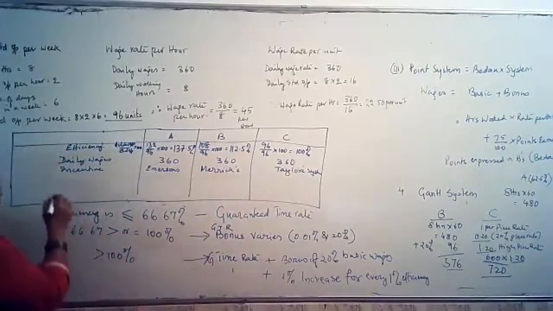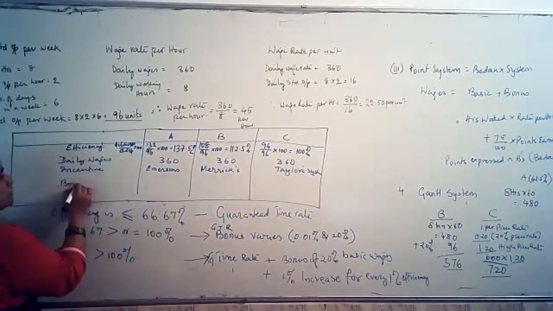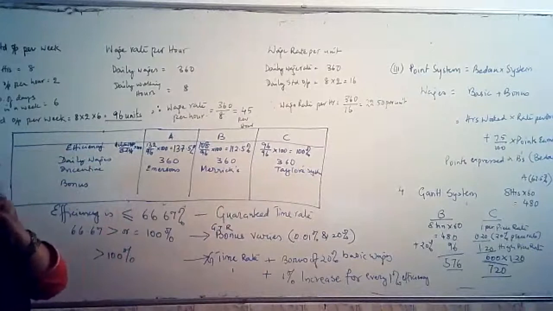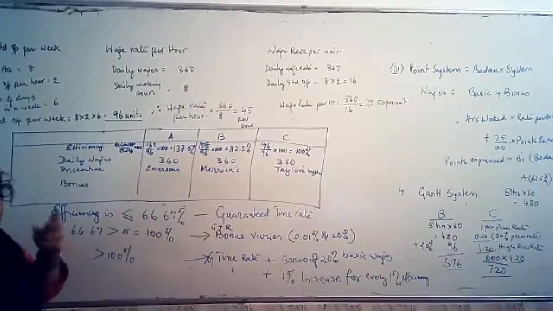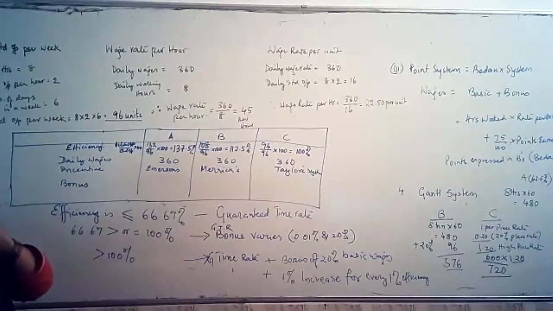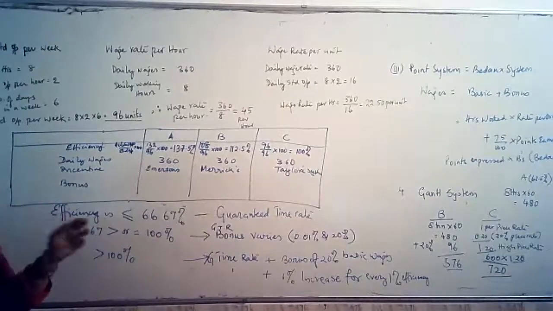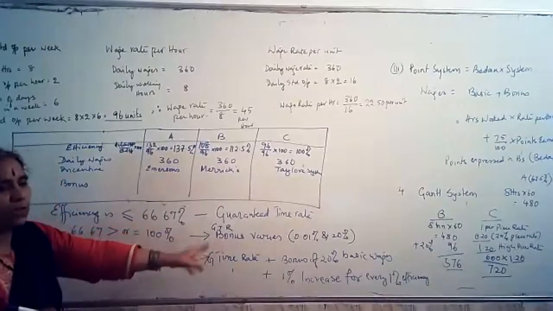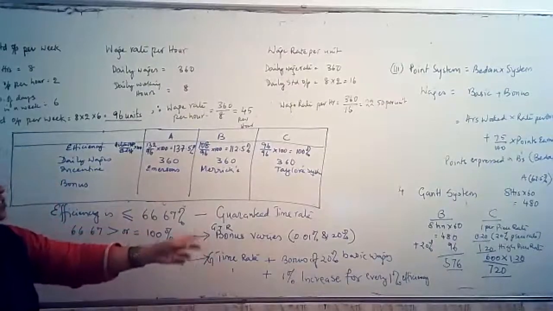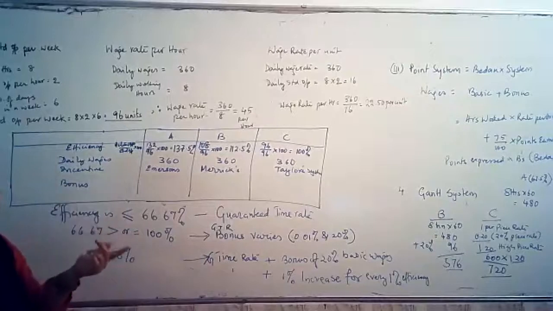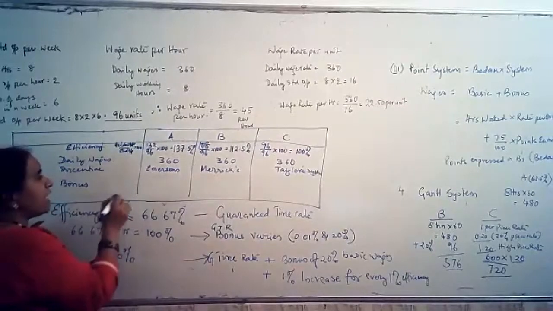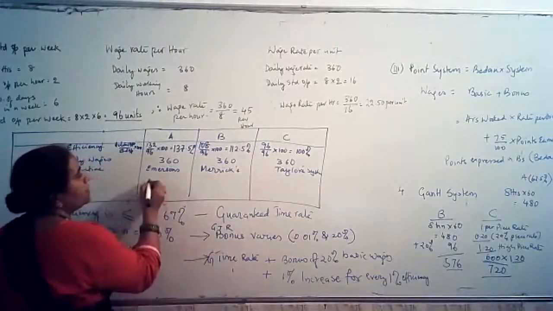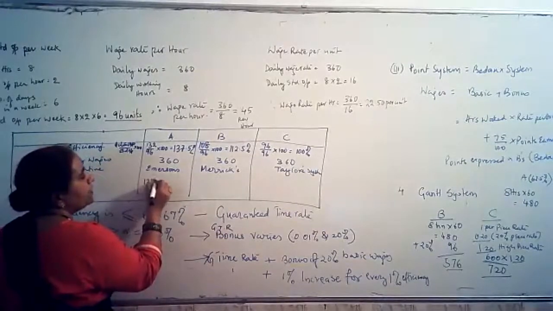So first and foremost, write the calculation of bonus. Bonus calculation for A. How will he get it? He will get extra payment for time rate plus 20% of the bonus plus 1% increase for every 1% increase of the efficiency. So first and foremost, let's calculate the incentive, how much he will get. 100 plus 20% is 120% he will get.